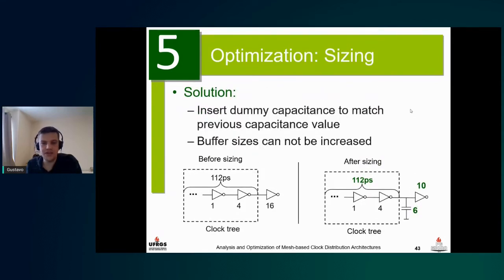So that could be a problem. So one of the solutions is to insert dummy capacitance next to the buffer, so that the clock tree delays are not impacted, and we still have our delay estimation accurate.